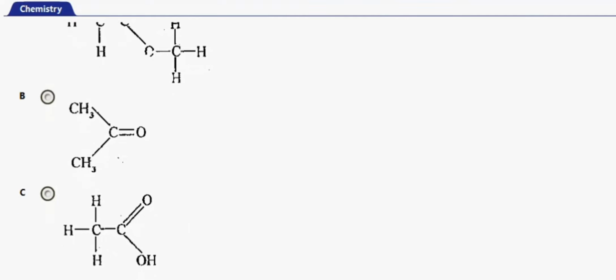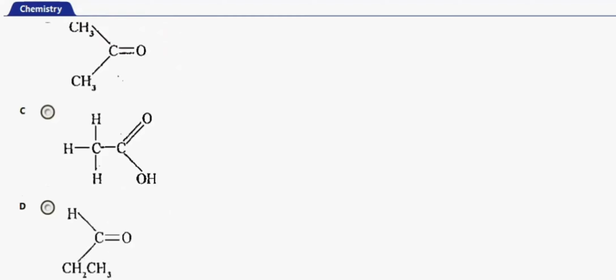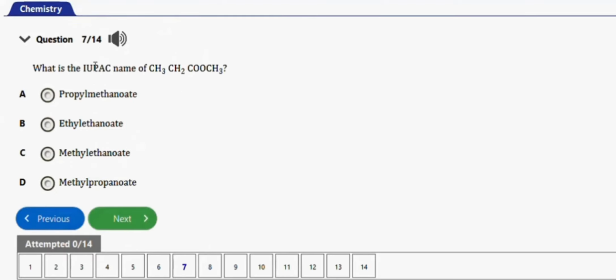Alright, so the next question will be this one. It says, what is the IUPAC name of this? So this will give us methyl, because we're having 1 atom of carbon after the second oxygen atom. Alright, so this will give us methyl propanoate. The right answer is option D. So that's how you name this, methyl propanoate.